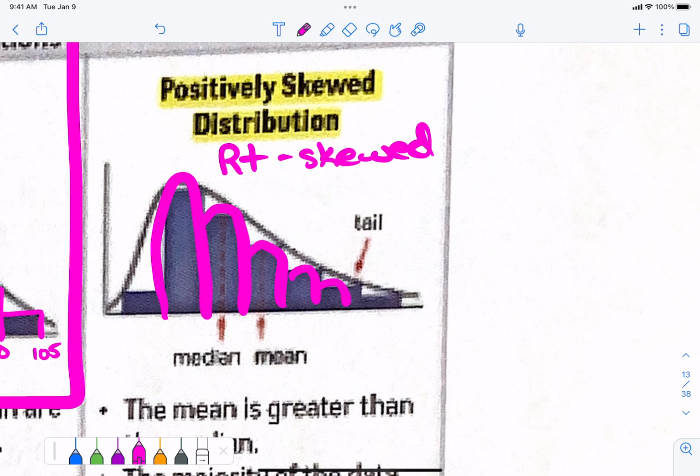Right skewed is the opposite. Left skewed is the opposite. They're like the opposite of what they should be. Well, it's not really because of the feet thing. It's because of where the tail lives. But anyway, that's how that works, right? Opposite of what you think it is.